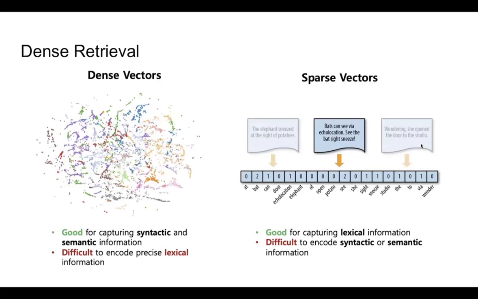And sparse vectors are relatively good at exactly matching words, but they're not as good for the syntactic or semantic information. This is why in practice, for many applications, dense vectors and sparse vectors are used at the same time for most modern good search engines.